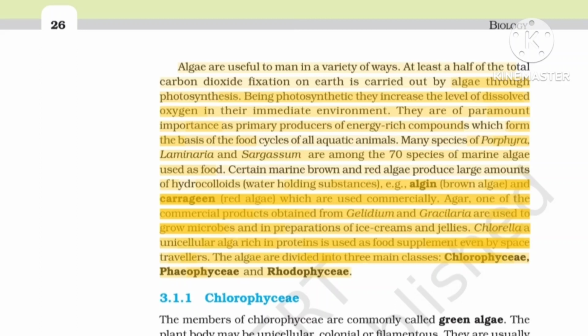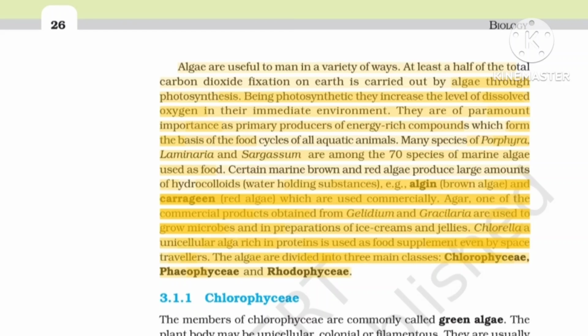And then we talk about hydrocolloids, which are water holding substances. Examples are algin, which is found in brown algae, and carrageen, which is found in red algae. And agar is used for commercial purposes and obtained from Gelidium and Gracilaria, which is used for the preparation of ice creams and jellies. Then we talk about Chlorella, which is rich in proteins and used as a food supplement by space travelers.